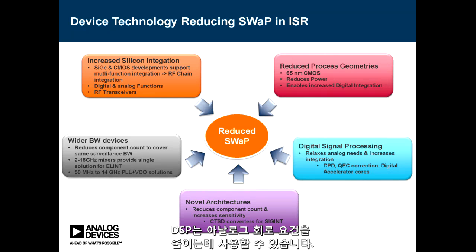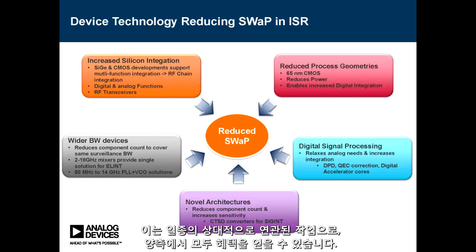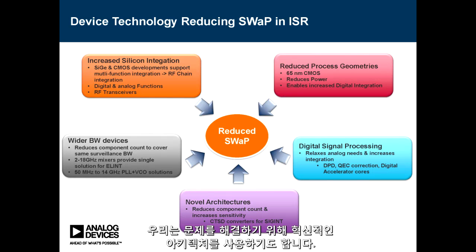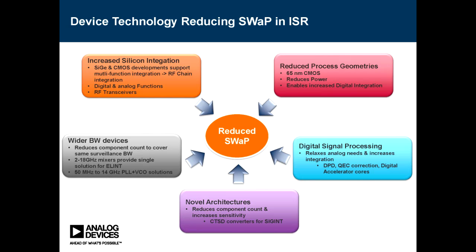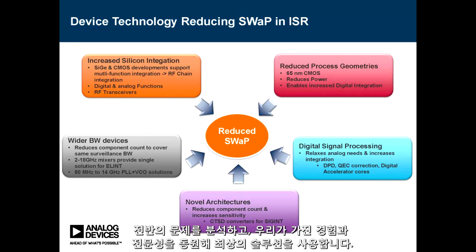DSP can be used to reduce the requirements of the analog circuits. On the same token, having good analog circuits can reduce the pressure on DSP. They kind of work hand in hand, and we take advantage of both ends of that. And we use novel architectures to solve problems. We don't just try and do things the same way. We look at the total problem and use our intelligence to come up with good solutions. Intelligence and experience.